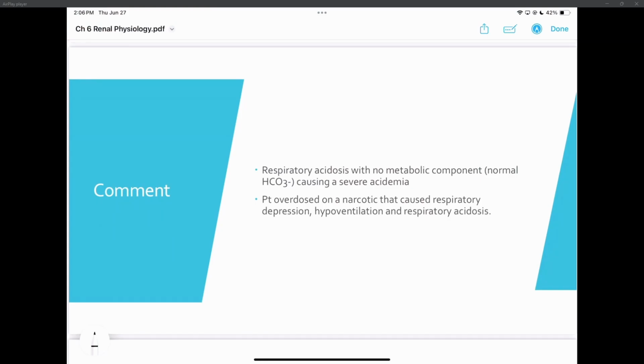Why? Our bicarb was normal. So we're not making any more bicarb because the range is normal. Bicarb is normal. And obviously, this is an acute situation. They're on narcotic, respiratory depression, hypoventilation, causing respiratory acidosis. Okay?